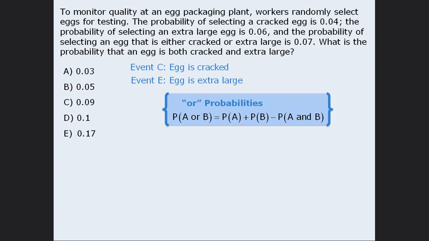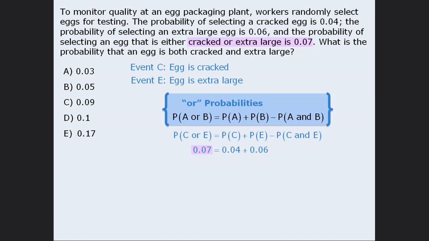Given this, we can rewrite our formula as follows. We want to find this part, the probability of selecting an egg that is both cracked and extra large. Okay, we have our formula set up. Now we need to find the individual pieces of information. First, the question tells us the probability of selecting a cracked egg, so we'll add this information to our formula. Next, we are given the probability of selecting an extra large egg, so we can add this information to our formula. Finally, we are given the probability of selecting an egg that is either cracked or extra large, so we'll add this information to our formula.